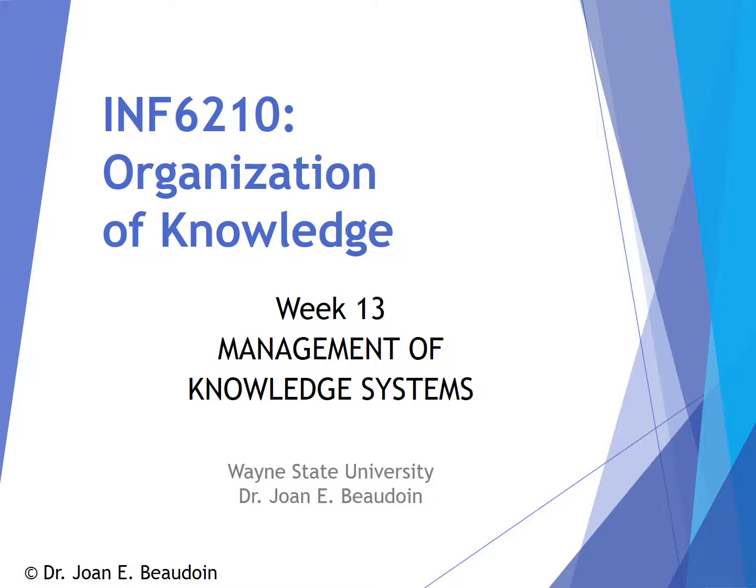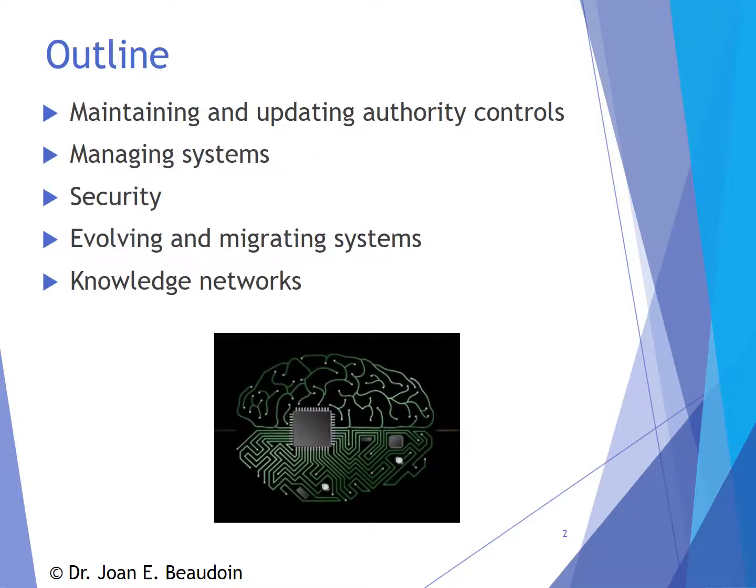This week we are looking at the management of knowledge systems. This is the outline of what we'll cover. We'll start off with looking at maintaining and updating authority controls. Then we'll move on to managing systems, then security, then evolving and migrating information systems, and then finally we'll take a look at knowledge networks.